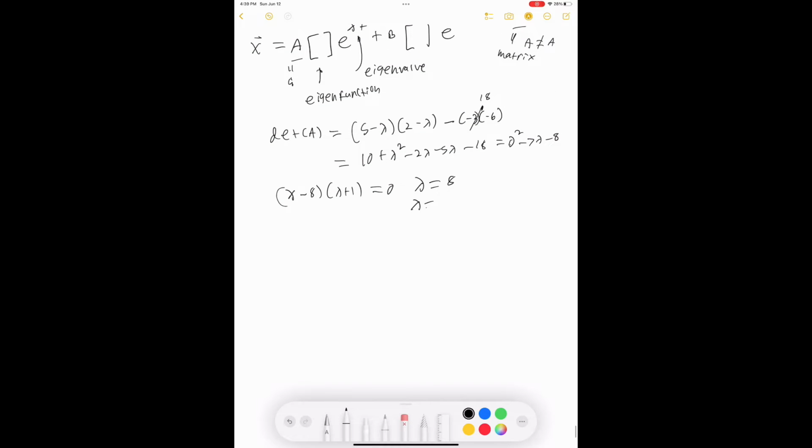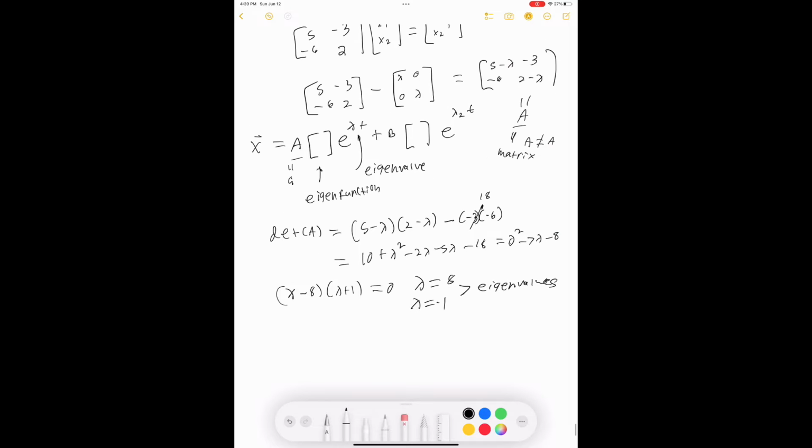Now, in order to find the eigenvectors, we're going to need to find the null space of our matrix at each given eigenvalue, right? So we're going to plug in 8 to lambda, we're going to plug in negative 1 to lambda, we're going to do this process twice, and it's going to give us those vectors, right?